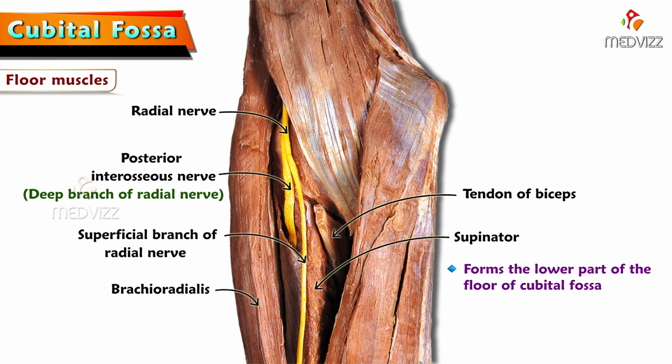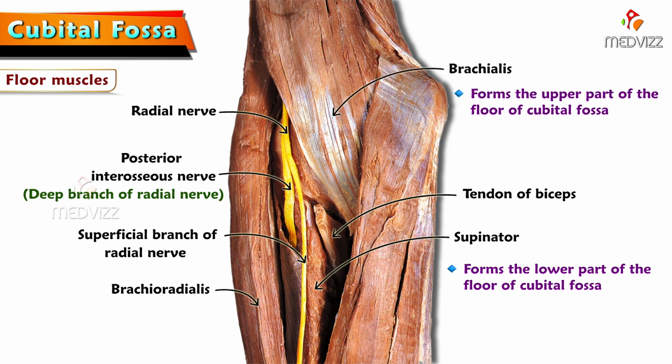So this is the retracted part of brachioradialis where we can see the branches of radial nerve as posterior interosseous nerve and superficial branch of radial nerve. And we can also appreciate the posterior interosseous nerve piercing the supinator muscle. And supinator forms the lower part of the floor of cubital fossa, whereas brachialis forms the upper part of floor of cubital fossa. So this completes the demonstration of cubital fossa. Thank you.